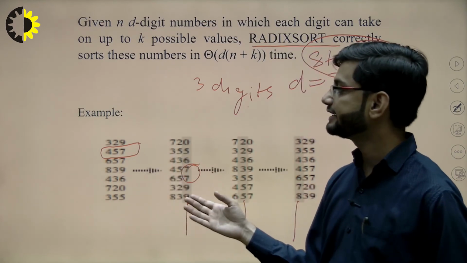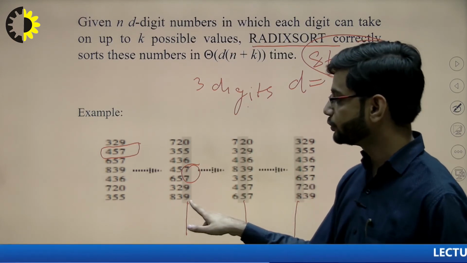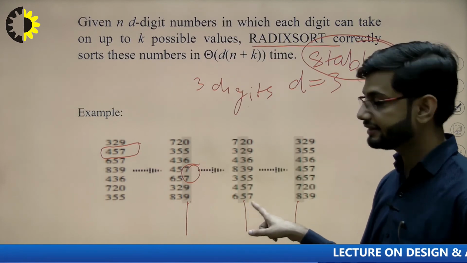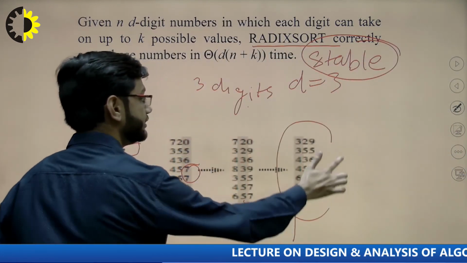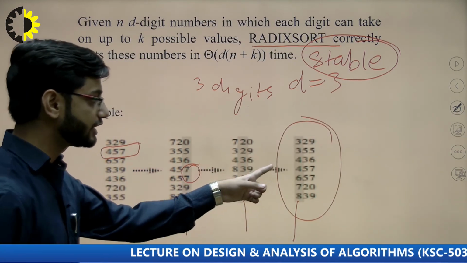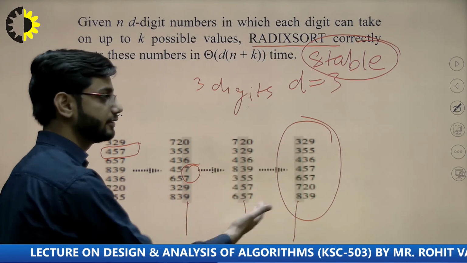That's why we will say that yes, this radix sort is stable. So in this manner, first of all, unit digit will be sorted, then tens digit, and then 100 digit, and at last you will get the desired output 329, 355, 436 and so on up to 839. These are the sorted elements.